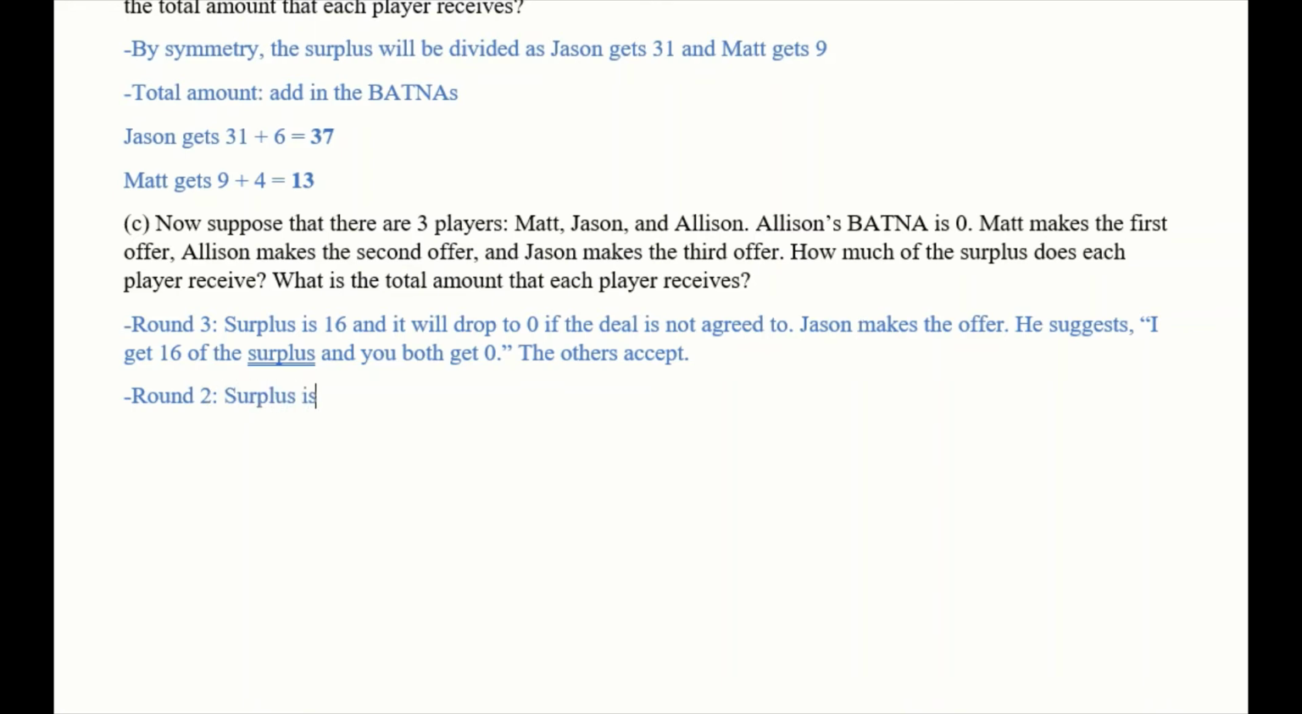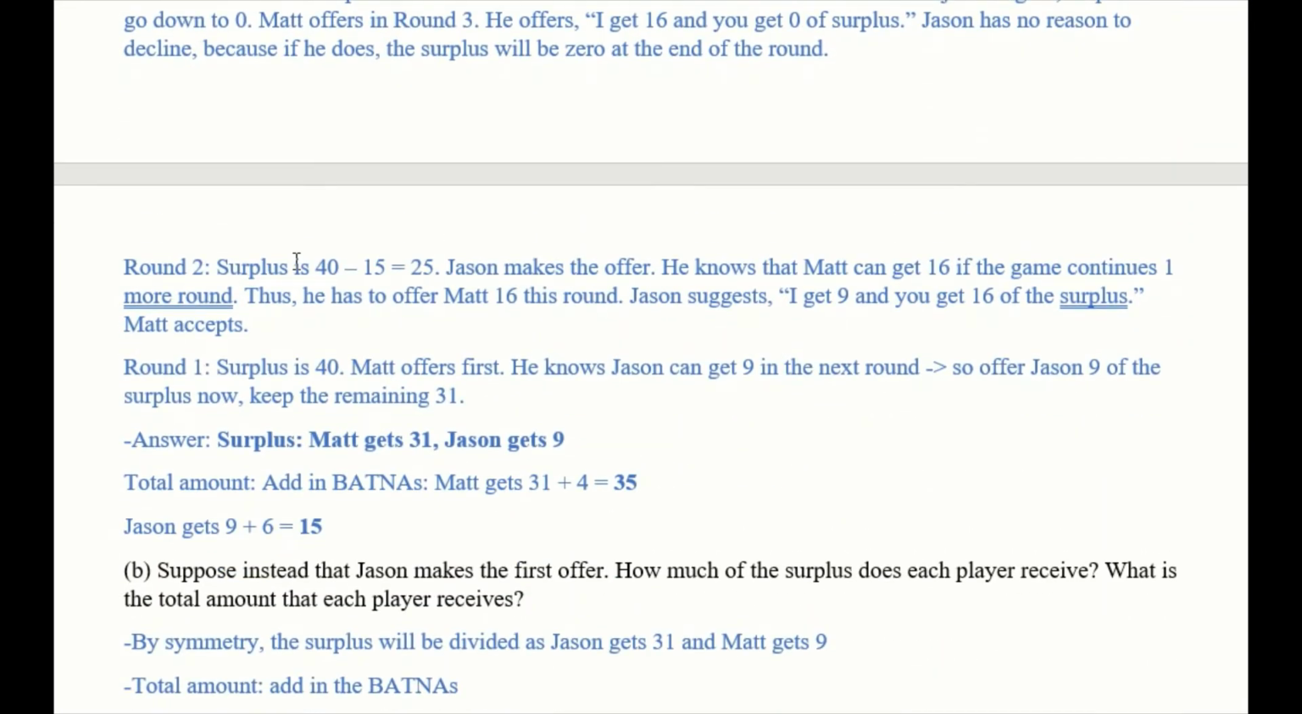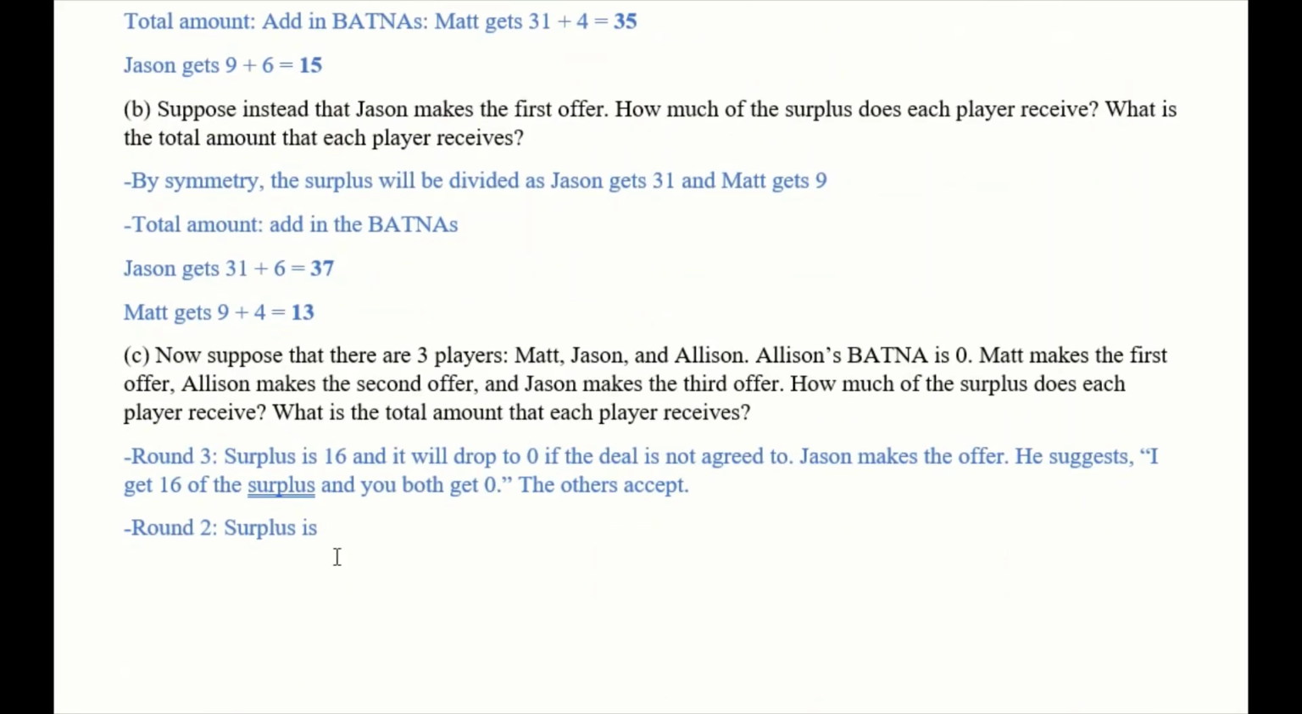We roll back to round 2. We know from earlier that in round 2, the surplus is 25. We know that Allison makes the second offer, so Allison is the one making the proposal.